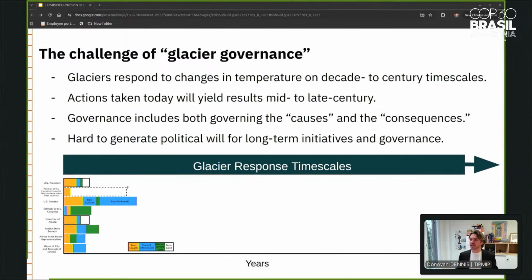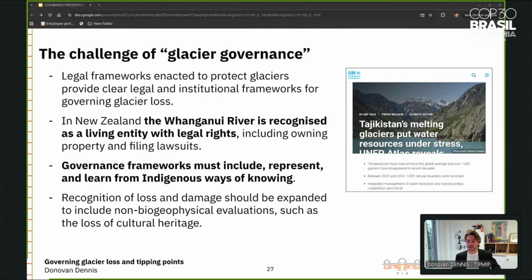All of this can be complicated by the crossing of tipping points. And we know already, we don't need to tell our colleagues in Belém how hard it is to generate political will for long-term initiatives in governance.